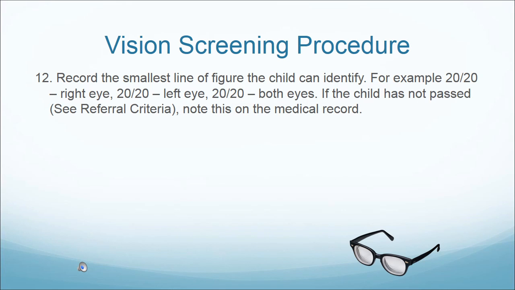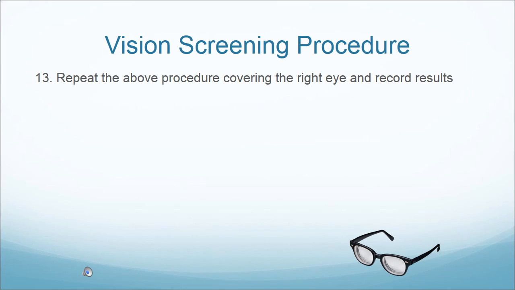Number 12. Record the smallest line of figures the child can identify. For example, 20/20 right eye, 20/20 left eye, 20/20 both eyes. If the child has not passed, note this on the medical record. Number 13. Repeat the above procedure for the left eye by covering the right eye, and record the results. Number 14. Repeat the procedure with both eyes uncovered, and record the results.